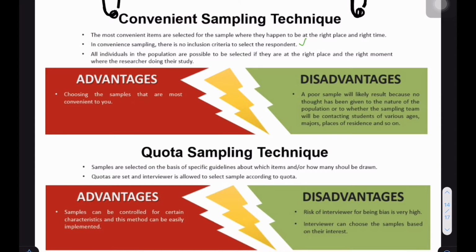So what is the advantages of convenient sampling technique? Choosing the samples that are most convenient to you. So biasanya you akan choose the sample yang convenient lah kepada awak, yang awak senang, yang awak rasa mudah untuk awak dapatkan data. Okay, so katakanlah macam contohnya awak ni adalah researcher perempuan. So bila awak nak choose the sample, awak rasa awak lebih mudah untuk bekerja dengan perempuan, so awak akan choose perempuan. Maksudnya awak choose dia because of you rasa it's convenient for you to work with.